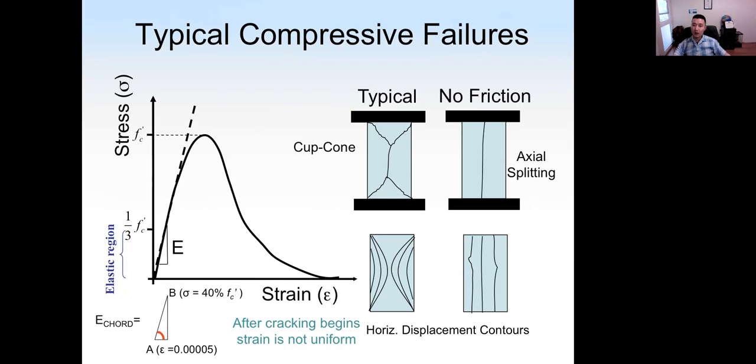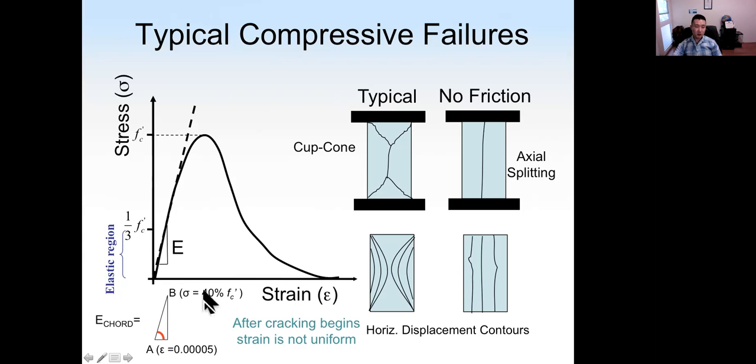If there's no friction, such as by using Teflon, then the crack pattern will be somewhat like this, because it is only under one-dimensional compression in the vertical direction. Horizontally, there's no restraint.